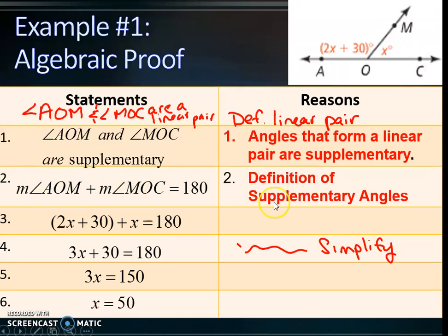So definition of supplementary angles. If you look at number 2, these two equal 180. That is the definition of supplementary angles. That's the reason for the statement. So you're writing the reason here and the reason here using the paper I'm going to give you for postulates.